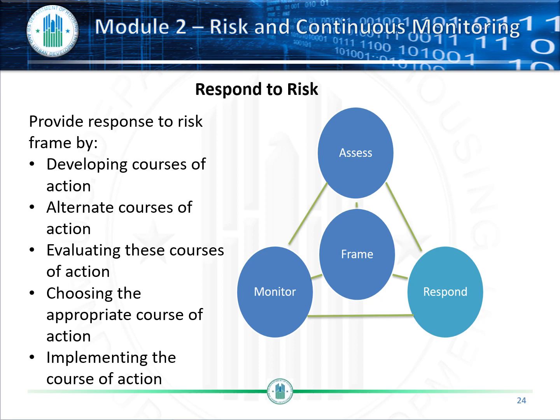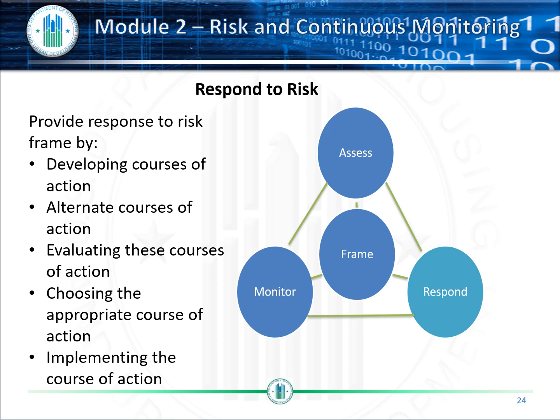The third component of risk management addresses how organizations respond to risk, once that risk is determined based on the results of risk assessments. The purpose of the risk response component is to provide a consistent organization-wide response to risk in accordance with the organizational risk frame by developing alternative courses of action for responding to risk, evaluating the alternative courses of action, determining appropriate courses of action consistent with organizational risk tolerance, and implementing risk responses based on selected courses of action.